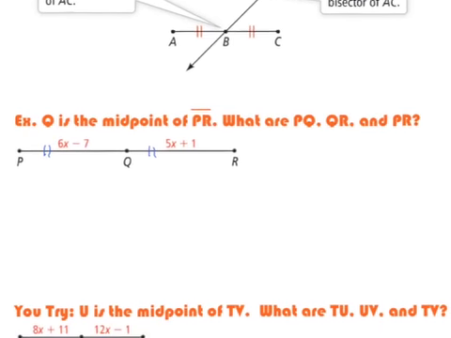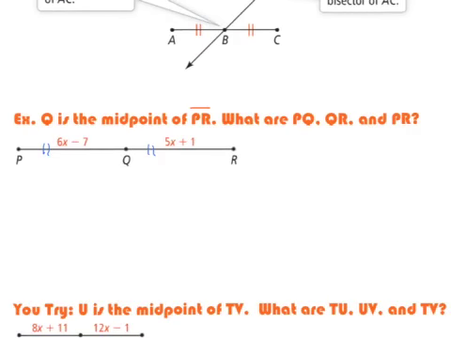So I'm going to scroll up, and I'm going to say 6x minus 7 is equal to 5x plus 1. Solving for x, I'm going to subtract the 5x on both sides, so I get x minus 7 is equal to 1. I'm going to add the 7, so x is equal to 8.